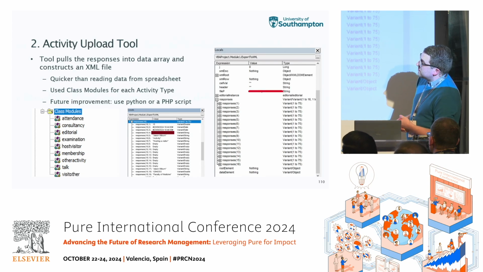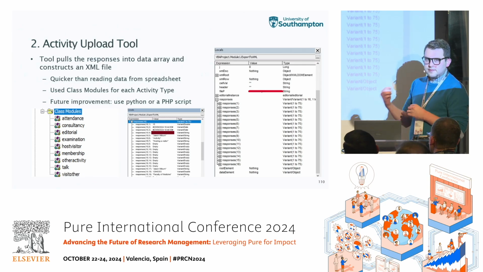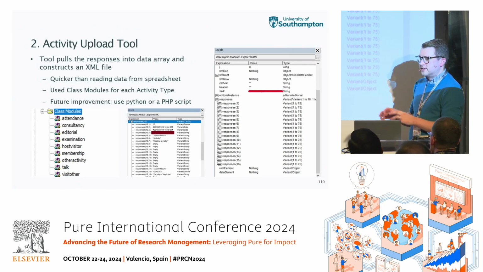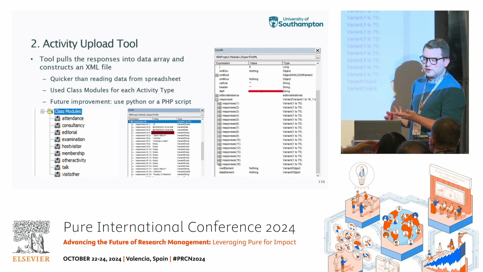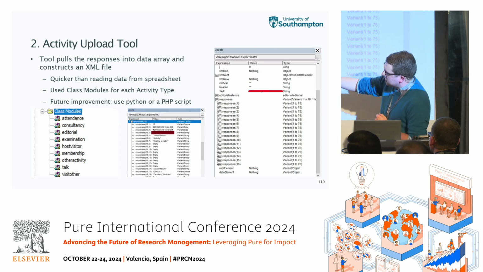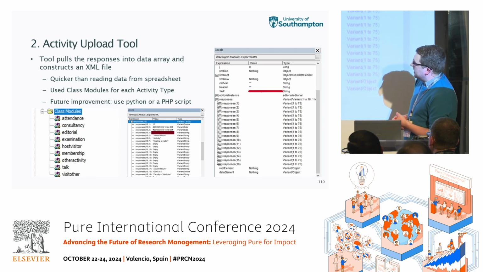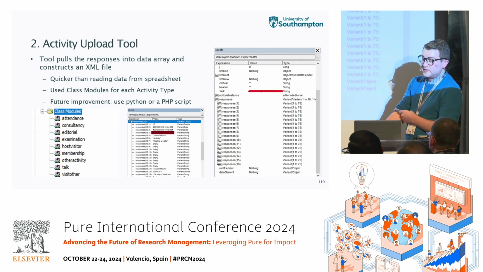I used class modules for the different types of activity because they've all got slight nuances, so you couldn't use the same code for each one. You had to make sure you were editing it to deal with the different types, like with editorials, you've got journals, events, publisher, that sort of thing. And you can see an example of how the data went into the array there. A future improvement, we probably would move to use Python or something with PHP, which would allow more automation.